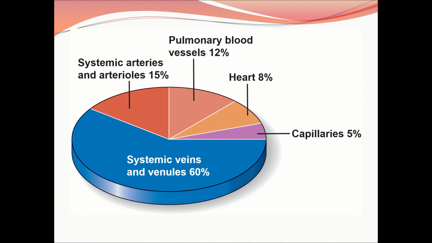This pie graph chart shows the percentage of blood in the different vessels, and you can see that the systemic veins and venules account for 60% of that. The systemic arteries and arterioles consist of 15% of the blood. Pulmonary blood vessels contain 12%. The heart contains 8%. And capillaries contain 5% of the blood.